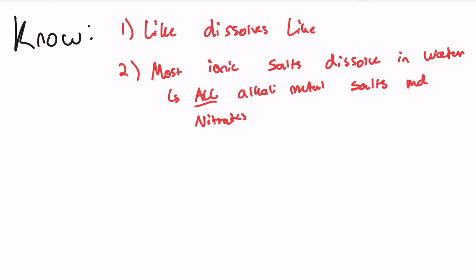Most ionic salts will dissolve in water, especially alkali metal salts and nitrates, which are always soluble. Like I said, you'll learn more about the detailed solubility rules later, but for now, just know that a salt like NaCl or a nitrate like potassium nitrate will dissolve readily, whereas something like calcium carbonate will barely dissolve.